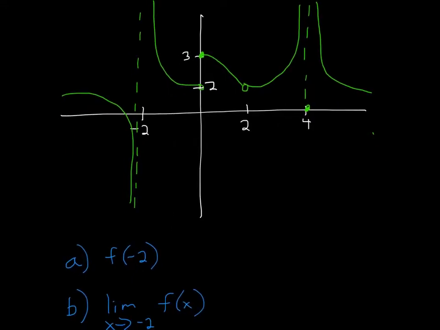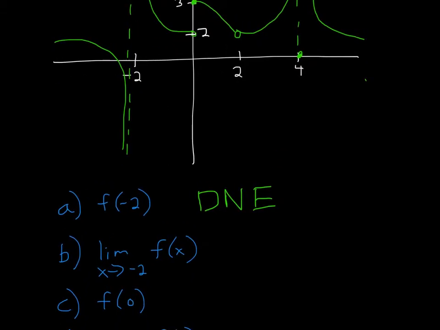So part A. What f of negative 2 means is we plug in negative 2 for the x. Now it's asking what is y. Well, actually, there's no number for y because this is a vertical asymptote. Therefore, there's no number. So the answer for this is actually does not exist.